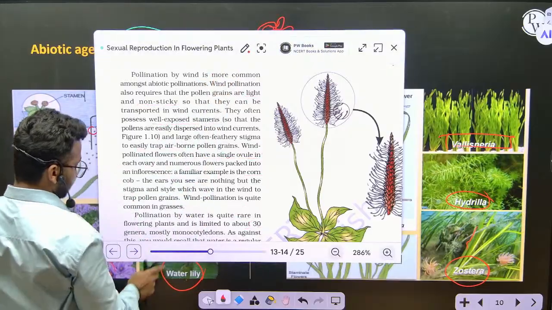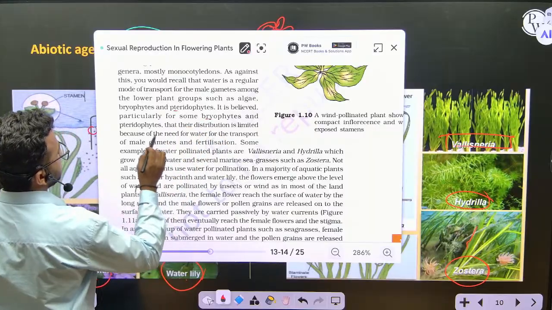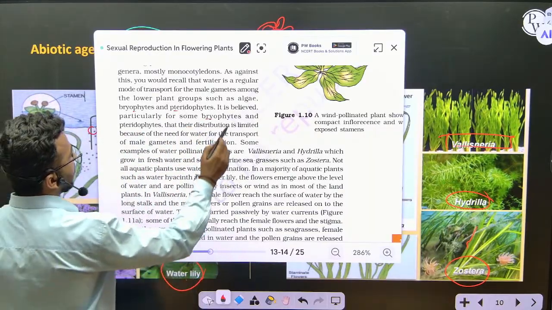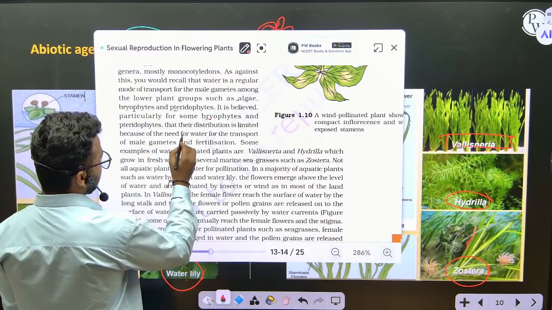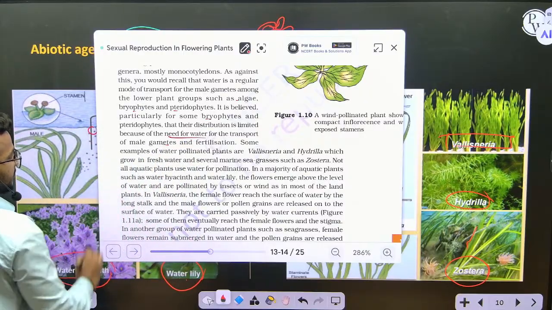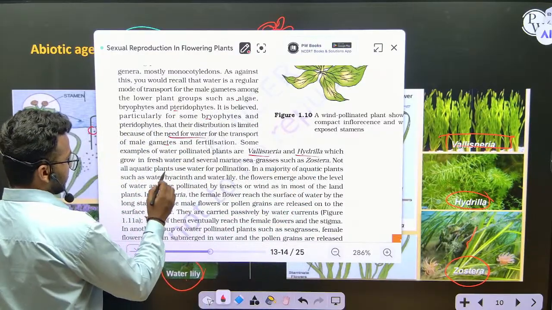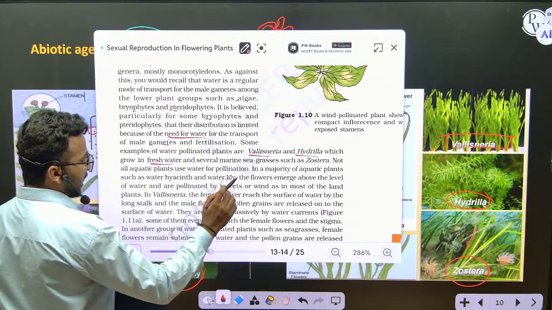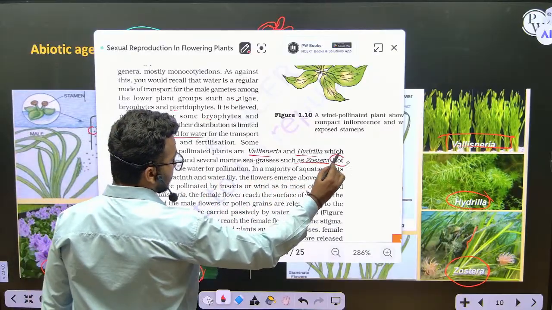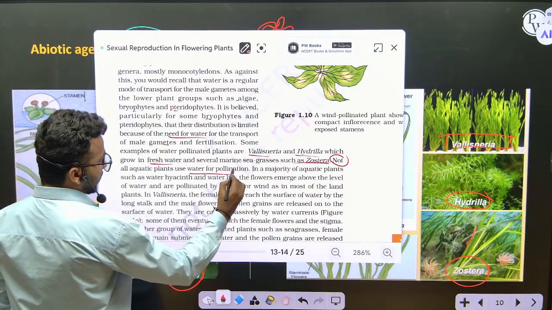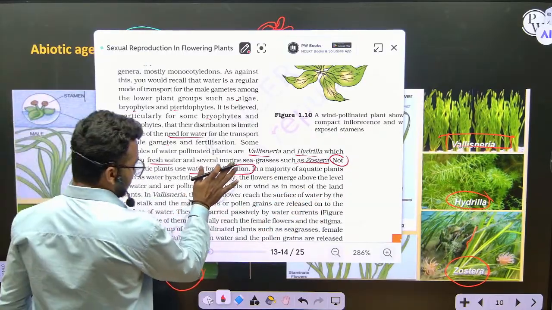And next, in the earlier cases like bryophytes, pteridophytes and all, we have seen not pollination, but the transfer of gametes done with the help of water there. The basic need for water was transport of male gametes and fertilization. In the case of Vallisneria and Hydrilla, pollination takes place in water. These are fresh water, and a marine grass example is Zostera. And there is this statement, not all aquatic plants use water for pollination. You need to remember this statement.